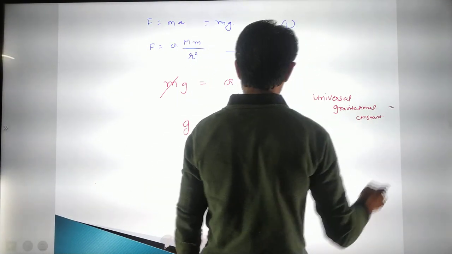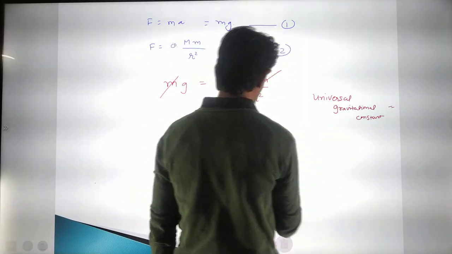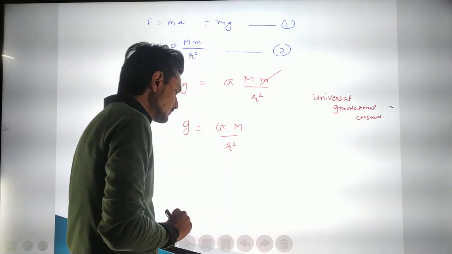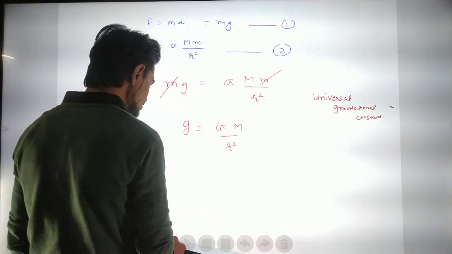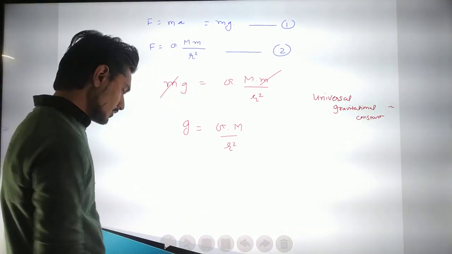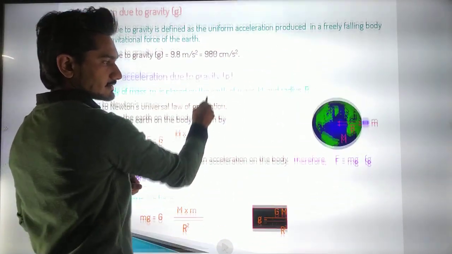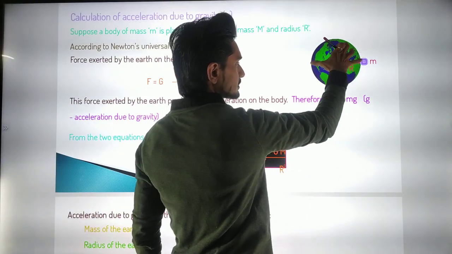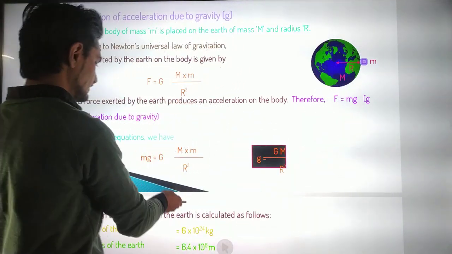Then we are going to put the value of, see here is the capital M. So what is the capital M? Capital M is the mass of the earth. Again I will show you, so that you cannot forget. See here, capital M is the mass of the earth. So you have to remember that.